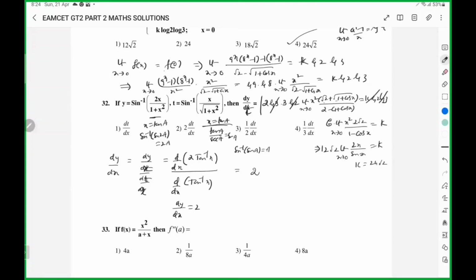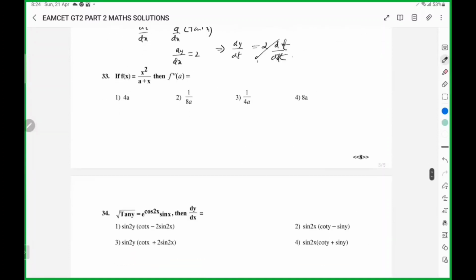So dy by dt will be 2 times dx by dt. So this is the correct option. Okay, dy by dx is only 2 times dt by dx.